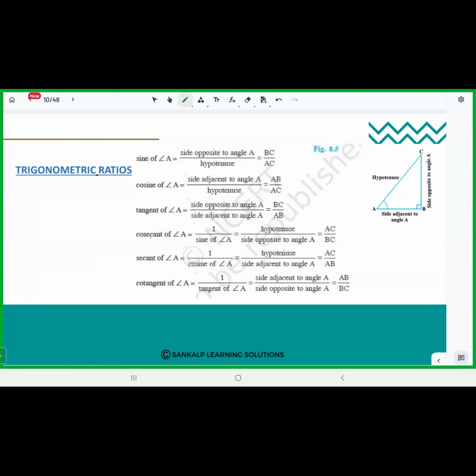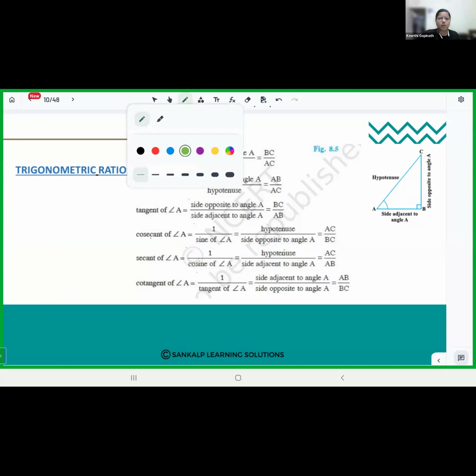All right. So first one is sine of angle A. Sine is defined as opposite side by hypotenuse, right? And what was cosine of angle A? Cosine of an angle is defined as adjacent side by hypotenuse, and tangent is opposite side by adjacent side. Similarly, cosecant is hypotenuse by opposite side, secant is hypotenuse by adjacent side, and similarly cotangent is adjacent by opposite side. Here you need only study the first three, that is sine, cos, and tan.